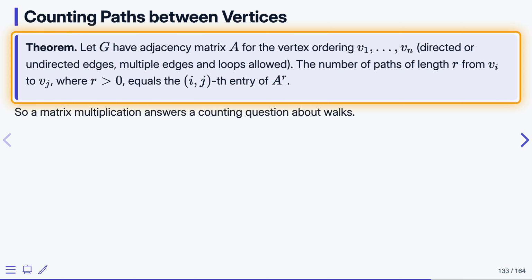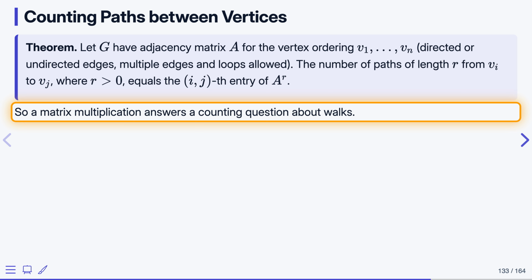The edges may be directed or undirected. Multiple edges and loops are allowed. And notice what it gives us. A question about walking around a picture turns into a matrix multiplication, which a computer does very well.